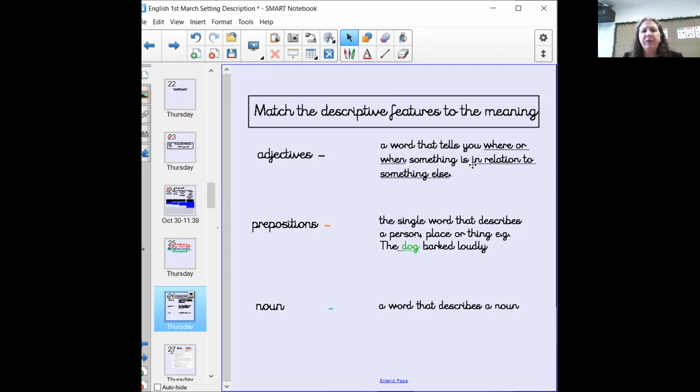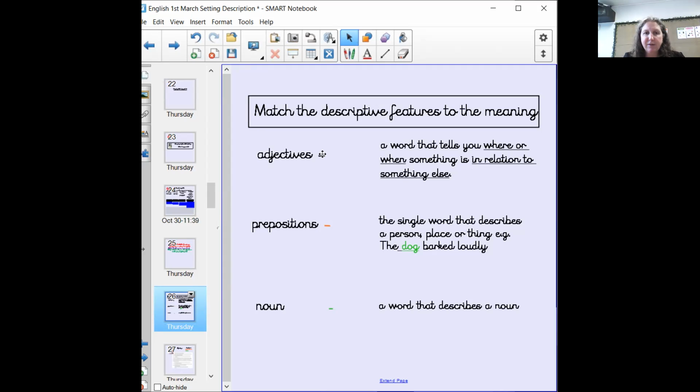So I want you to have a little think. You can pause it now. Just have a think about those words and their meanings, and which ones match up. Pause it now to have a little time to think. Okay, so what we will do is we will do it together.